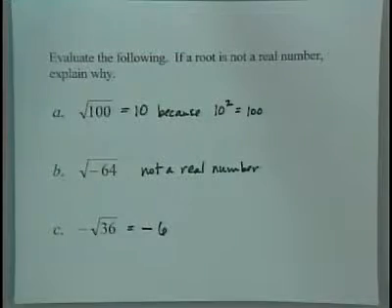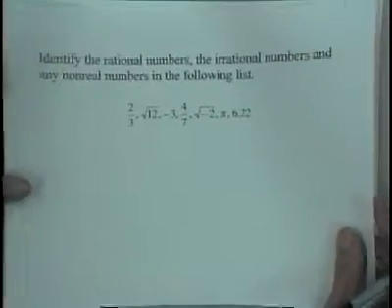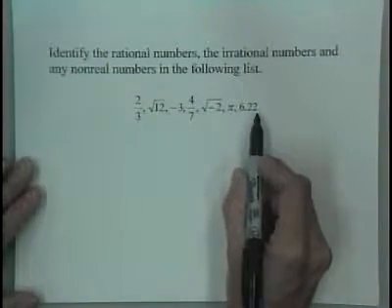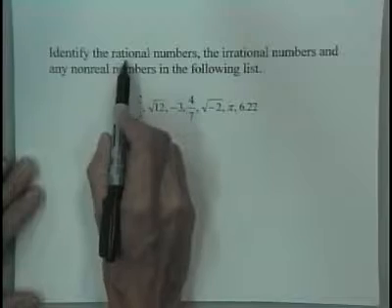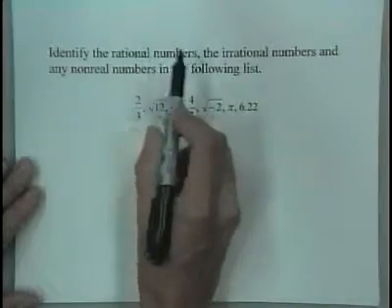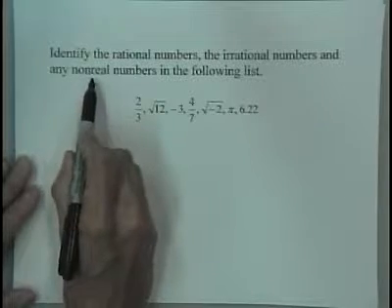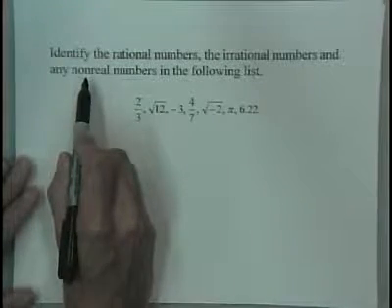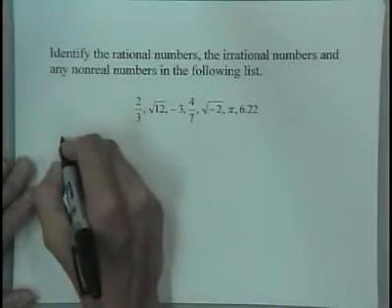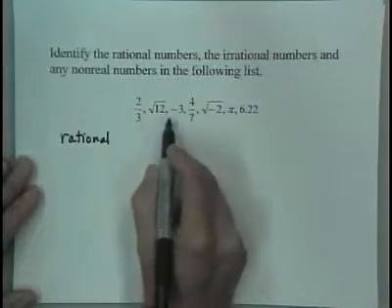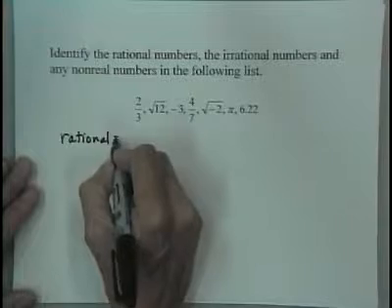Well, let's continue in this discussion and talk about some different sets of numbers for a moment. Here's a list of numbers. From our list, we want to identify those that are rational numbers, those that are irrational numbers, and here we are again with this idea of non-real numbers. Let's start by listing the rational numbers, or pulling the rational numbers from our list.